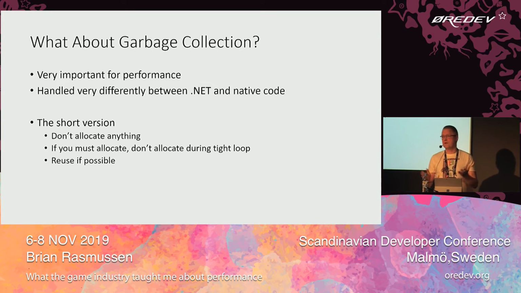What about garbage collection? If you've been to any .NET performance talks, you know about garbage collection. And it is hugely important, and I'm not going to talk about it. The reason I'm not going to talk about it is because most game engines these days are written in native code, and in native code you handle memory allocations very differently than what you do in .NET. So there's very little we can lift from that world and apply to the world of .NET. So it is important. If you want to optimize it, the short version is: don't allocate anything. You'll be fine.